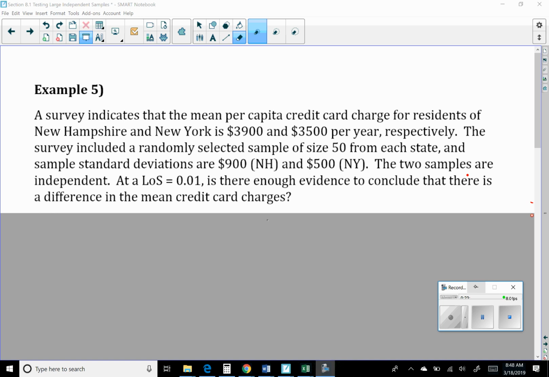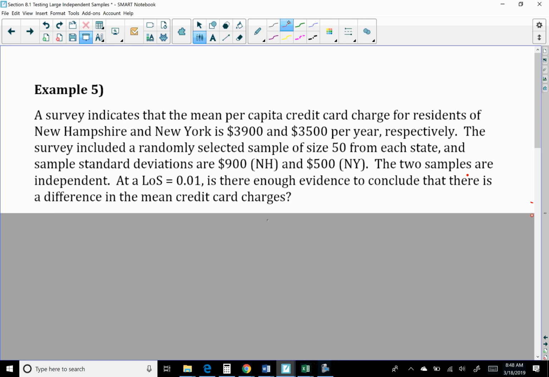All right, example 5. A survey indicates that the mean per capita credit card charge for residents of New Hampshire and New York is $3,900 and $3,500 per year, respectively. The survey included a randomly selected sample size of 50 from each state, and standard deviations are $900 for New Hampshire, $500 for New York. The 2 samples are independent. At a level of significance of 0.01, is there enough evidence to conclude that there is a difference in the mean credit card charges?